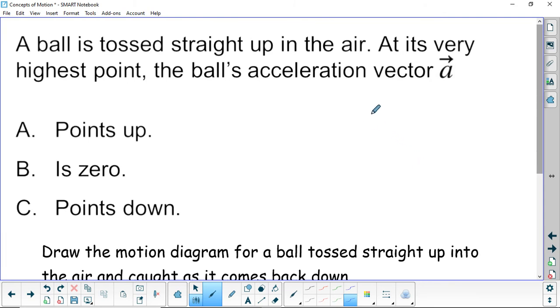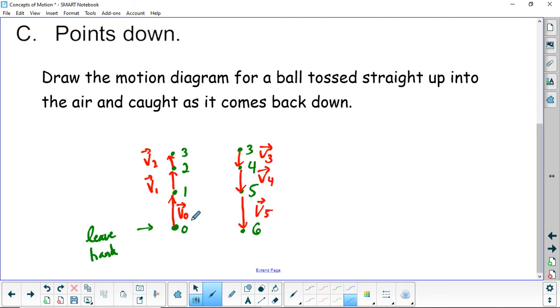Okay, a ball is tossed straight up. At its very highest point, the ball's acceleration vector, where does it point? We did this on our last video. The ball going up, the ball coming down. We want to know what's the acceleration at point 3 here. How do I do that? Well, I want to go back to this. It's a good review again.